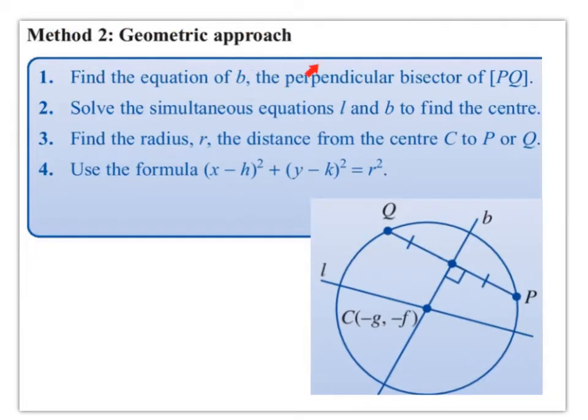Find the equation of B, the perpendicular bisector of PQ. 2. Solve the simultaneous equations L and B to find the centre. 3. Find the radius or the distance from the centre C to P or Q. 4. Use the formula (x − h)² + (y − k)² = r². So here's our centre (−g, −f). Here's our circle. Here's our line L, our line B, our chord QP. And remember that B is the perpendicular bisector of QP.